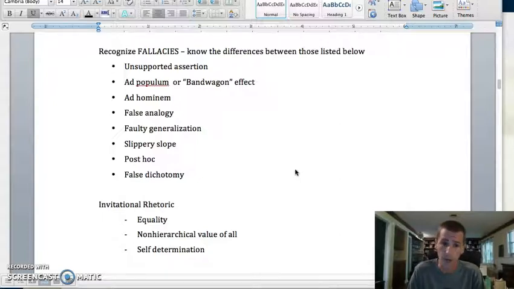Post hoc, ergo propter hoc, means after this, therefore because of this. This is the fallacy of causation, or the cause and effect fallacy. And finally, false dichotomy. This sets up an either-or choice without presenting other reasonable possibilities. So it says it's either this or that, and there's no other options. And a lot of times there are other options.